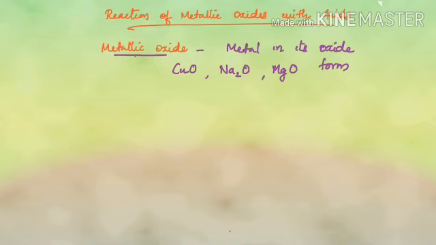We are going to study what will happen when a metallic oxide reacts with an acid. Let us take one example. Suppose I have taken copper oxide. What will happen when copper oxide reacts with an acid, for example hydrochloric acid? When we mix hydrochloric acid with the copper oxide, after some time a bluish green color appears.